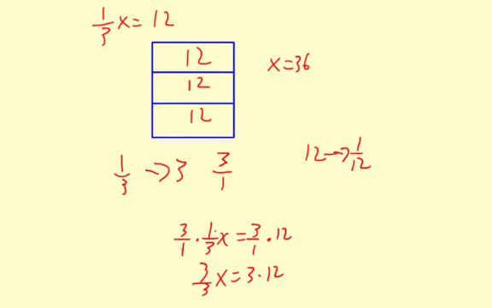So 3 divided by 3x, well 3 divided by 3 is 1, so that makes 1x, or simply x, equals 3 times 12, which is 36. And that's exactly what we expected based on the area model. So that's the big picture for this lesson.